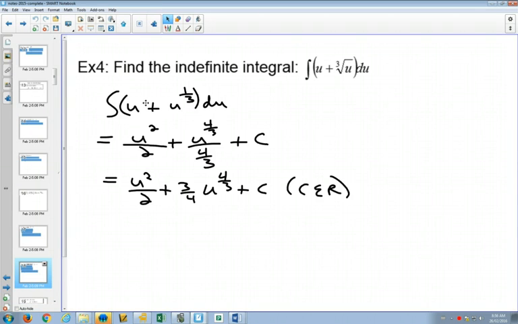And so that is the properties of when you're adding and subtracting functions. Just the same as when you could take the derivative of each term separately, you can integrate each term separately.